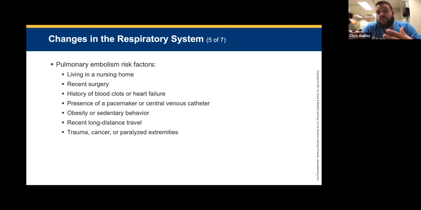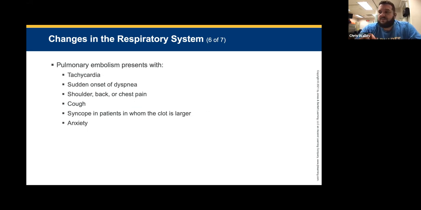Now, this is only for the elderly. So the recent long distance traveling is a risk for PE because they're not getting up and moving around. That limits things, so you're not going to have that blood flow moving around like you normally would.